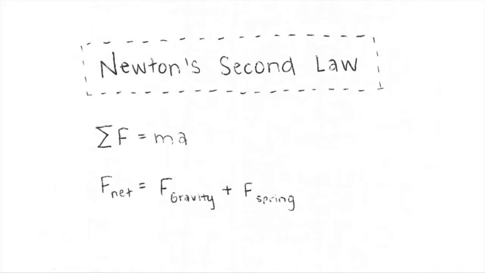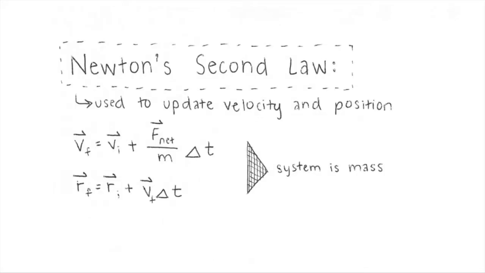I then incorporated Hooke's law, which says that the force of the spring equals K, the spring stiffness constant, times S, the displacement of the spring. I implemented Newton's second law and obtained a statement for the net force. I also used another statement of Newton's second law to update the position of the person.